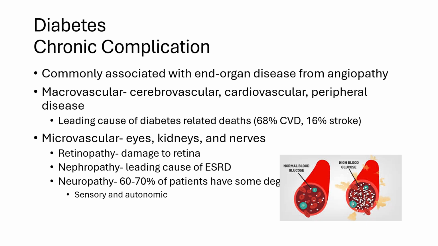Microvascular are the eyes, kidneys, and nerves. They have retinopathy, so there's damage to the retina. Nephropathy, it's the leading cause of end stage renal disease. And neuropathy, so this is sensory and autonomic. 60 to 70% of patients have some degree of neuropathy.